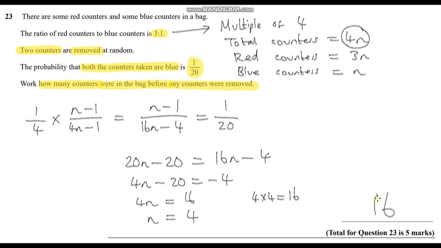So there's 16 counters and there's 4 blue counters. So it's going to be 4 over 16 multiplied by, we're going to take out 1 blue counter, so we now have 3 blue counters in total, and 15 counters in total. So 4 over 16 times 3 over 15. Well, that is the same as 1 over 4 times 1 over 5, which is indeed 1 over 20. So 16 is the correct answer.